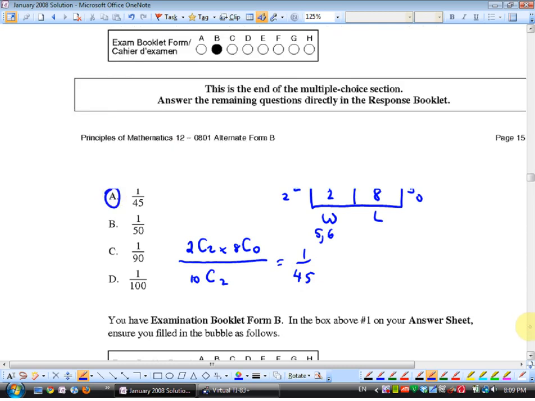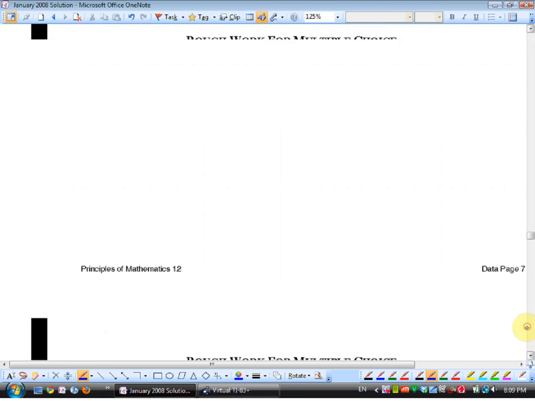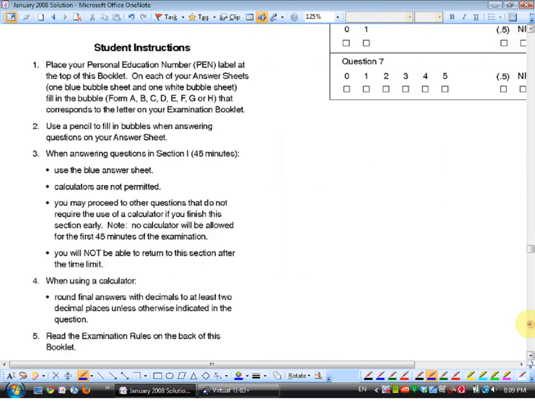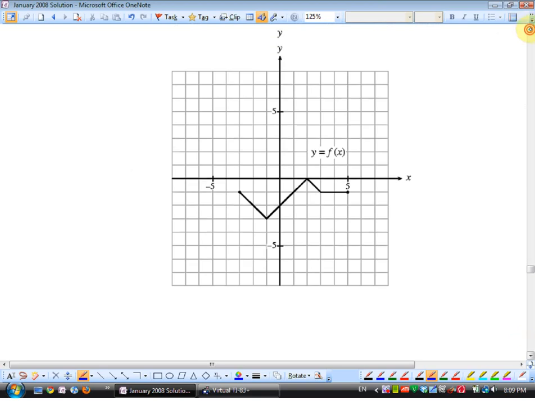On to the written. There's the formula sheet. This page intentionally blank. Some rough work for graphing. I don't think I photocopied all that for you guys. I think yours probably starts right about here.